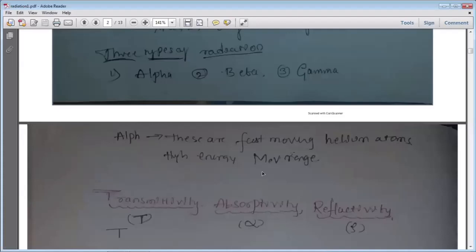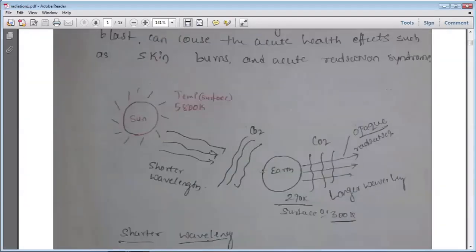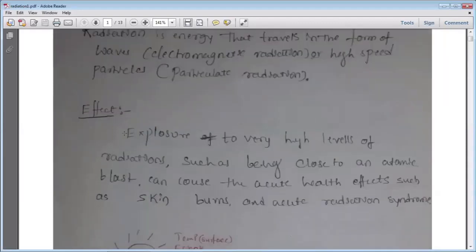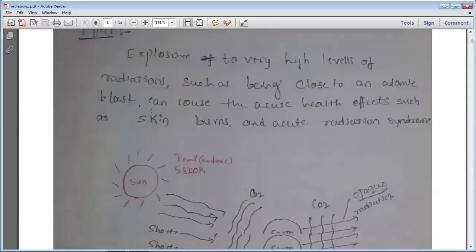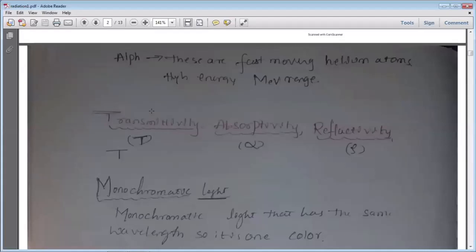Then we discuss how the earth's temperature increases due to radiations, what the effects of radiations are, what the advantages of radiation are, and what the meaning of radiation is. Radiation means the transfer of energy in terms of electromagnetic waves or particulates from any object.